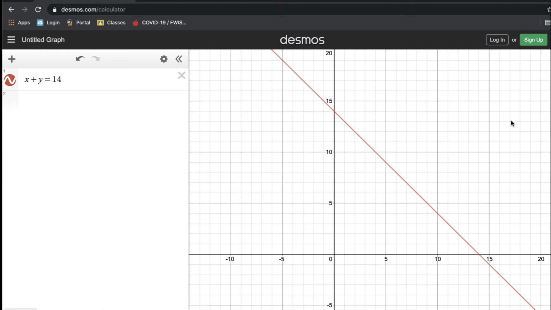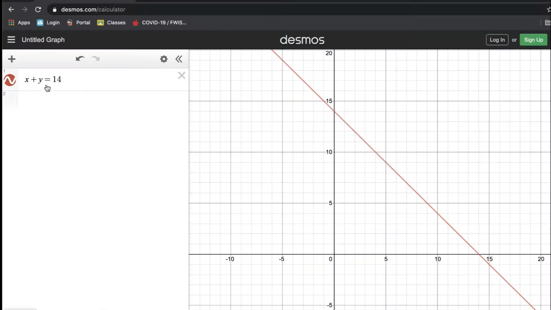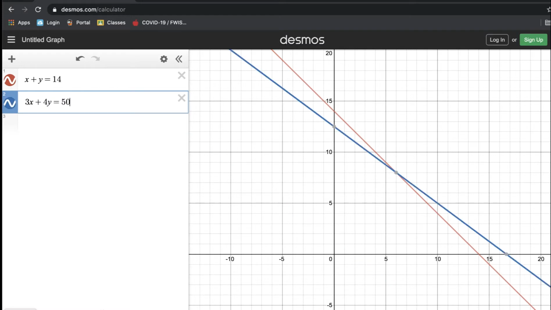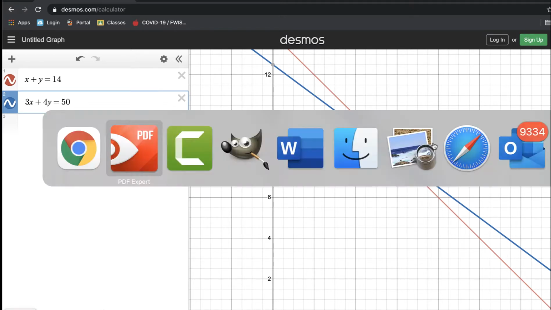There we go. And then the other one is 3x plus 4y equals 50. Oh, and you can see that it's this blue one right here. And that's where they intersect. So I'm going to zoom in a little bit. And if you click it, it'll just highlight it: 6, 8.